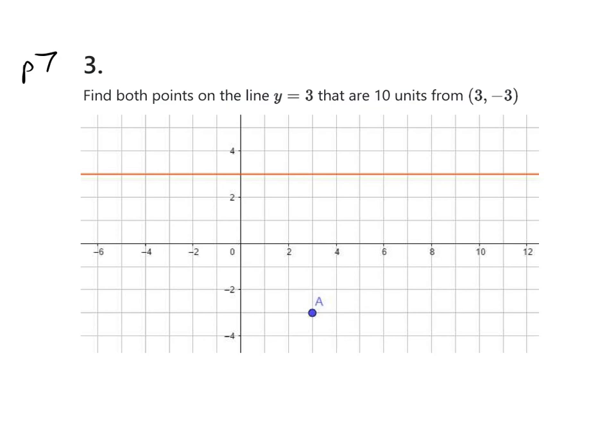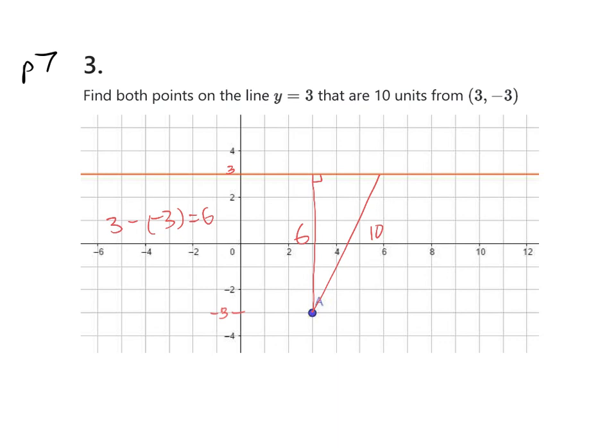For this problem, we're going to find 2 points on the line y equals 3 that are 10 units from point A. So let's draw this. It's going to be 10 units as the crow flies. We talked about that a couple days ago. And this is 10 units here. And we can make a right triangle, so we can use the Pythagorean theorem to figure it out. Down here we have -3, but this line up here is at 3, so this distance we can just count, or we can subtract. 3 minus -3 is 6. I could have counted to get that.